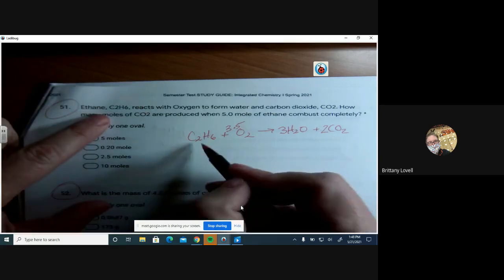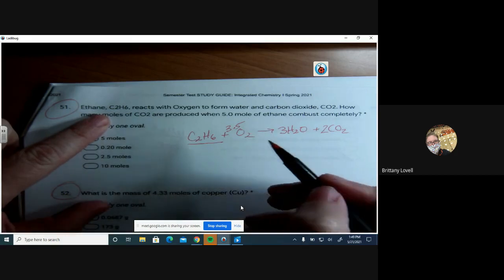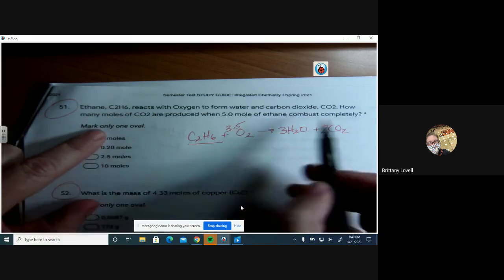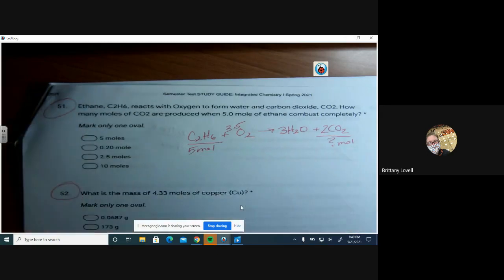Because we're in a hurry, we're going to leave it like that for now. We're going to leave that half in there because we're not really going to need it later anyway, because they're asking us for ethane. They want to know how many moles of CO2 get produced from 5 moles of ethane. So you're really just looking at the relationship between those two things.